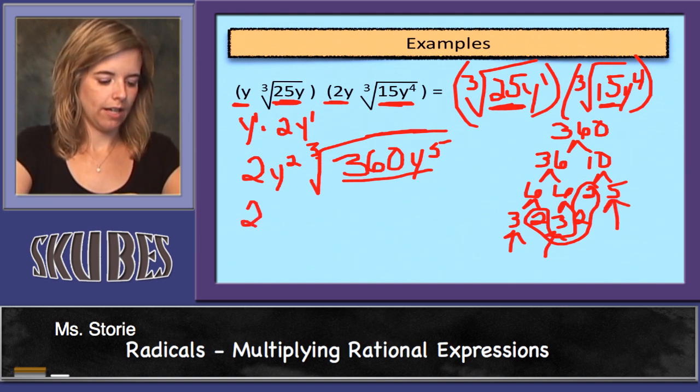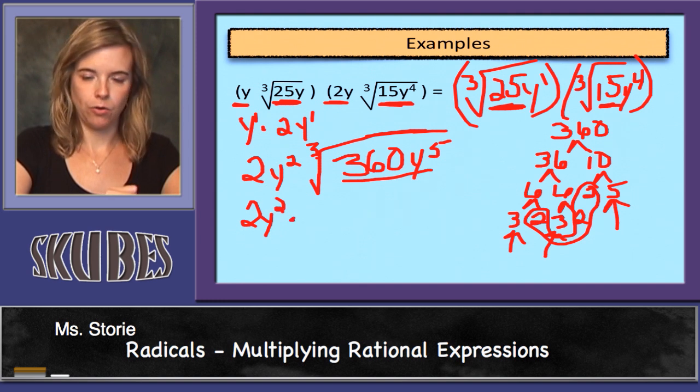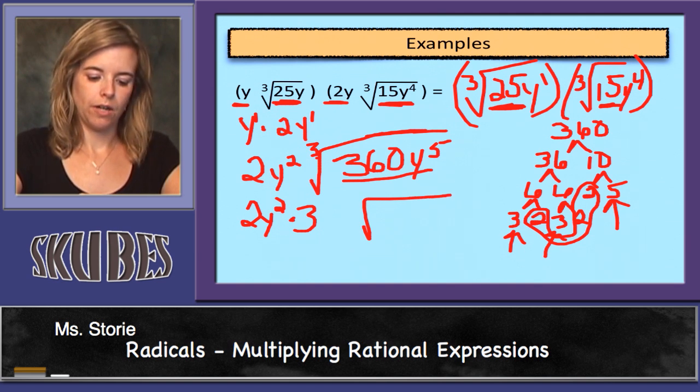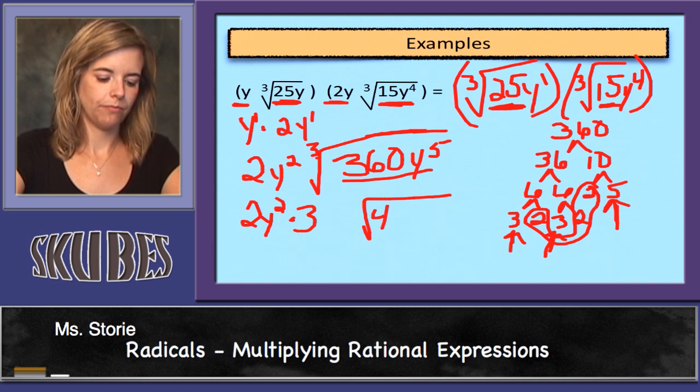So, we're going to take 2y squared, multiply it by that group we were able to pull out, which was 3. And then we have underneath the radical 3 times 3 times 5, which is 45.